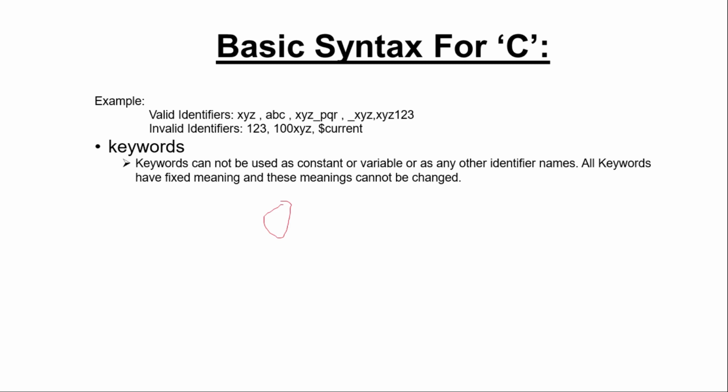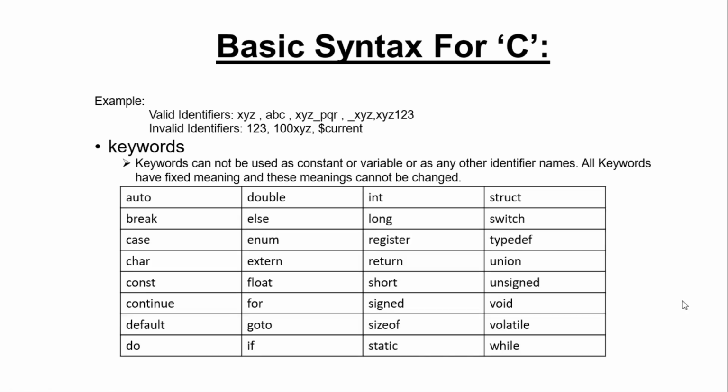Let's see which keywords exist in C language. Over here, some of the keywords are auto, double, int, which is a data type name, struct, which is also a data type, break, else, long. You must remember all these keywords so that you do not get an error whenever you declare a constant, variable name, or identifier. Thank you.